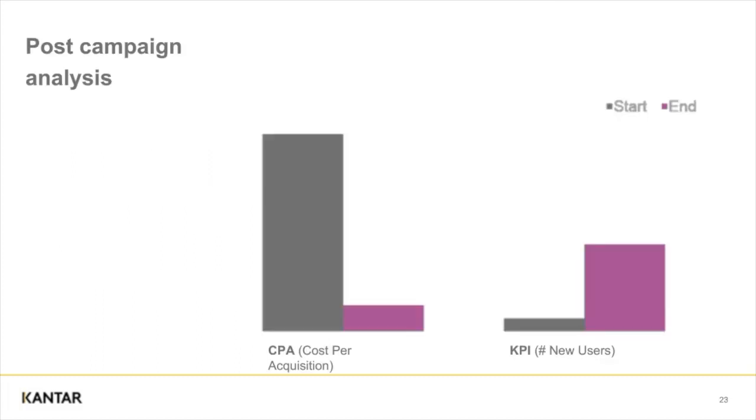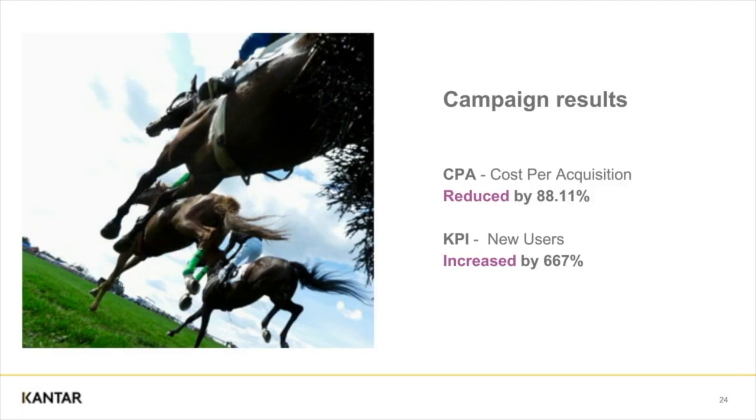So how did it go? Well, as you can see in the screen and in the graphs, they saw great results from using Kantar TGI segments with a huge reduction of the cost per acquisition, the CPA, and a huge increase in the number of registrations in the website. As you can see, the registrations got multiplied by 6, so that was their main KPI, and the CPA decreased by more than 88% compared to the beginning of the campaign. So both the agency and the clients were very pleased with the results.